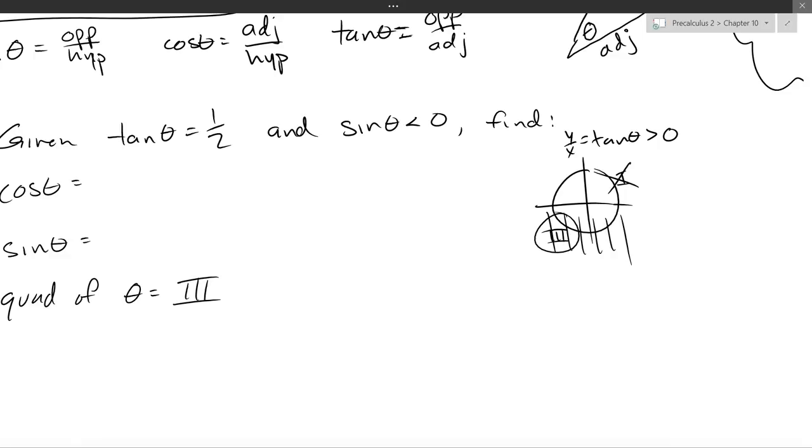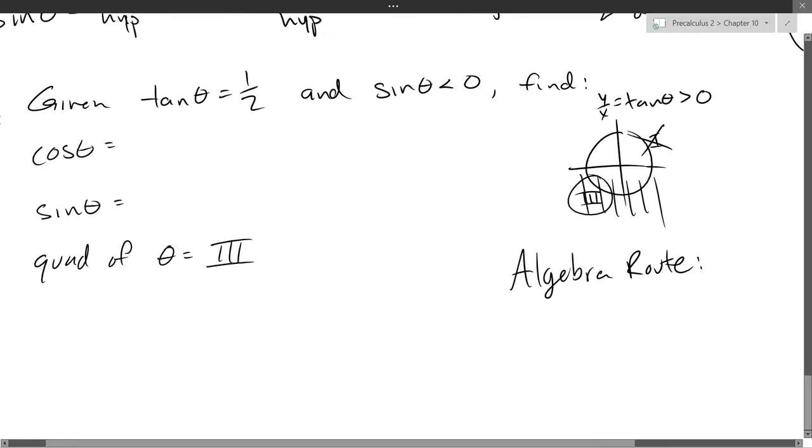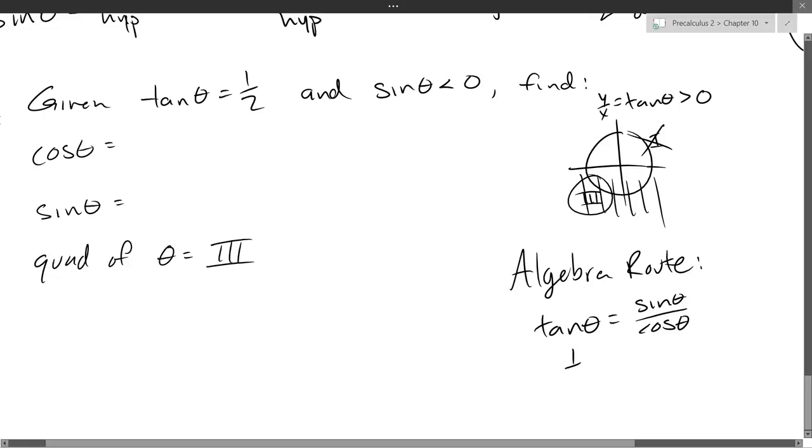Cosine and sine now. How do we get those? Now if I went the algebra route, which I'm only briefly going to talk about, I start out knowing about tangent, and how in the world do I get cosine and sine? So it's very tempting to say, oh, what about this? Tangent equals sine over cosine. Okay, so from here, tangent is 1/2.